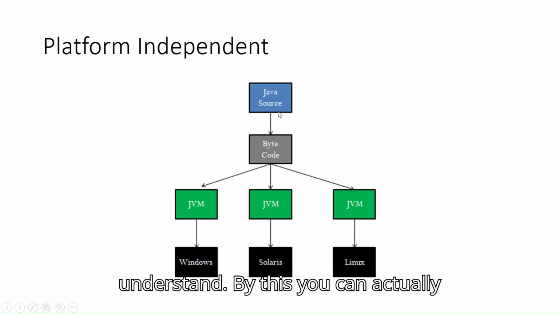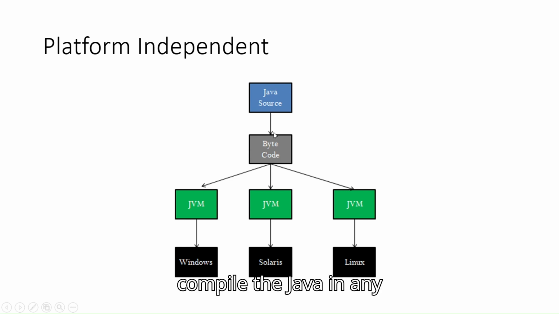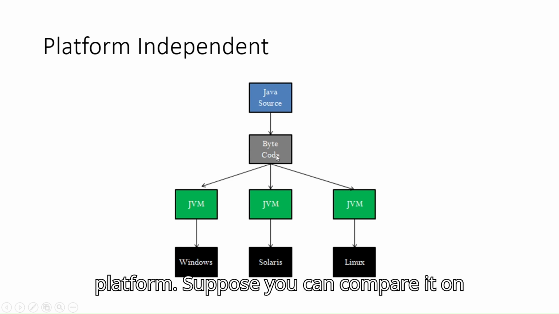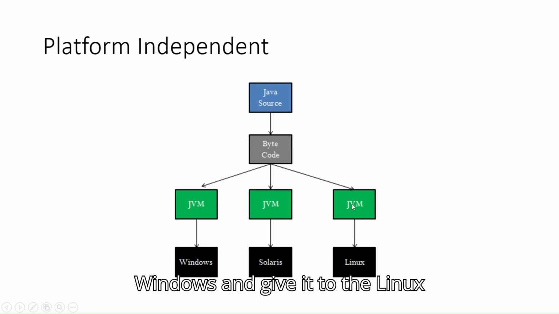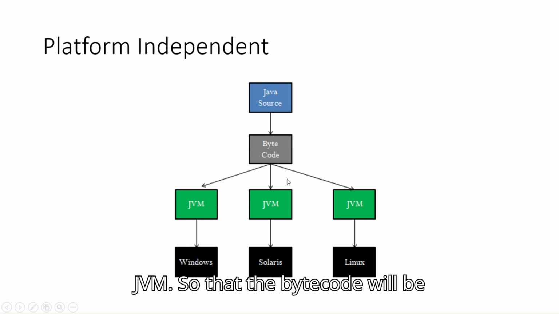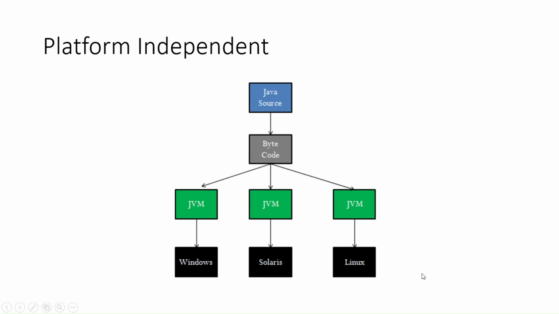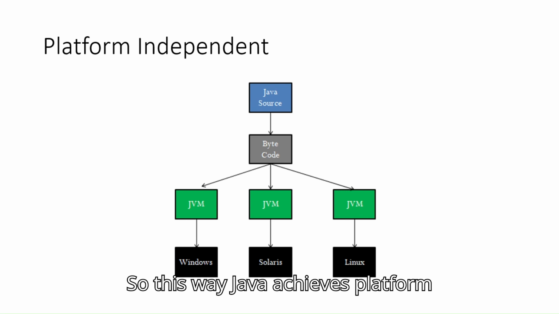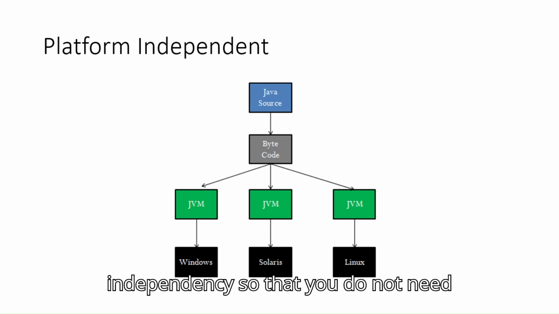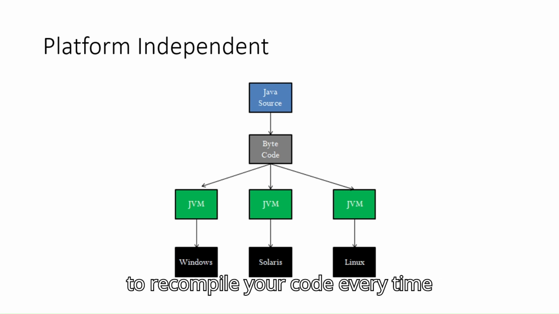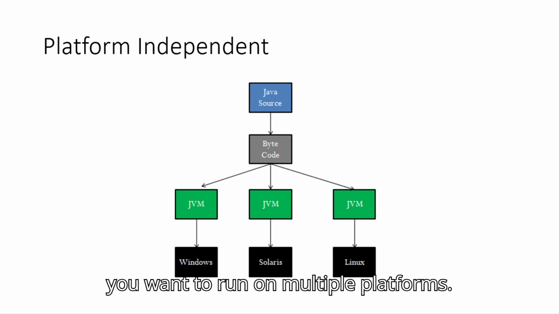By this, you can actually compile the Java in any platform. Suppose you compile it on Windows and give it to the Linux JVM, so that the bytecode will be converted to the Linux machine format. So this way Java achieves platform independency, so that you do not need to recompile your code every time you want to run on multiple platforms.